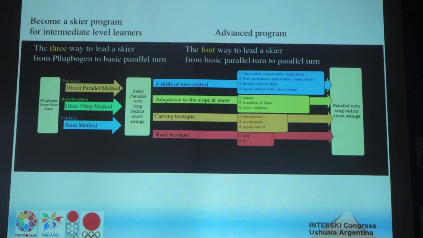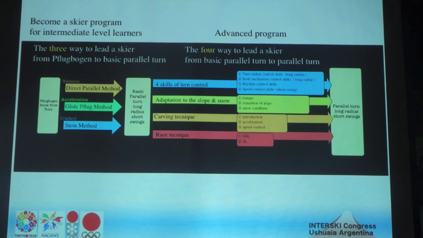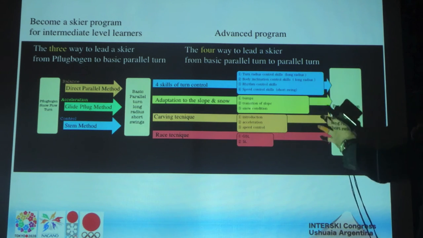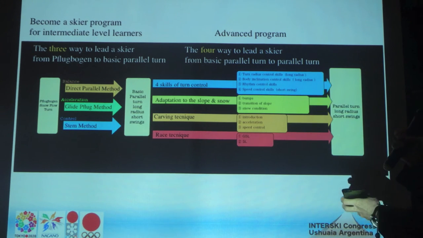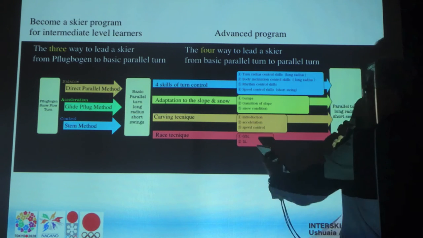In English. Now this shows the second, become a skier program for intermediate level runners. And here the advanced program. Today I don't talk about the advanced program.